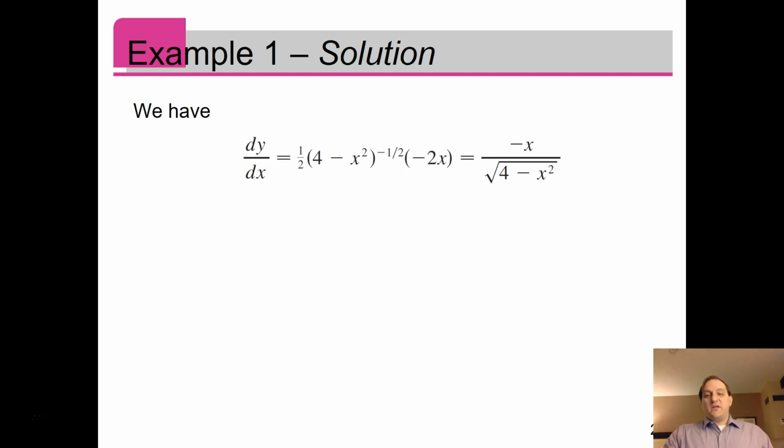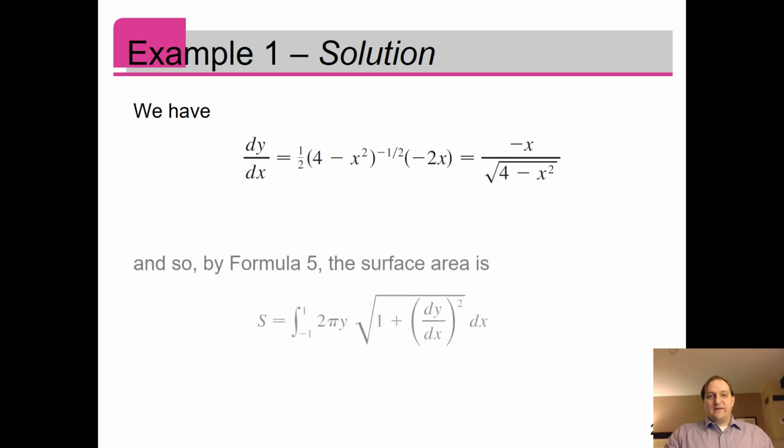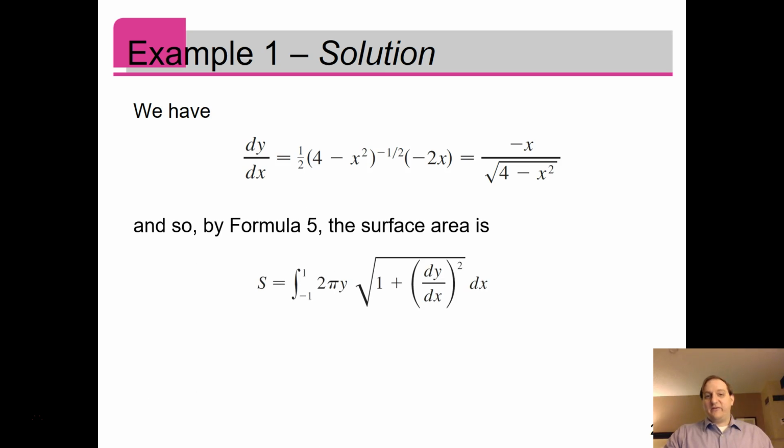We're now ready to plug this into the formula for surface area. S equals the integral from negative 1 to 1 of 2 pi y, remember y is going to be our f of x, and then we have our arc length differential. It would help if I was writing on the tablet and not on the tablet protective cover. So this is going to go in here, and that's going to go away.